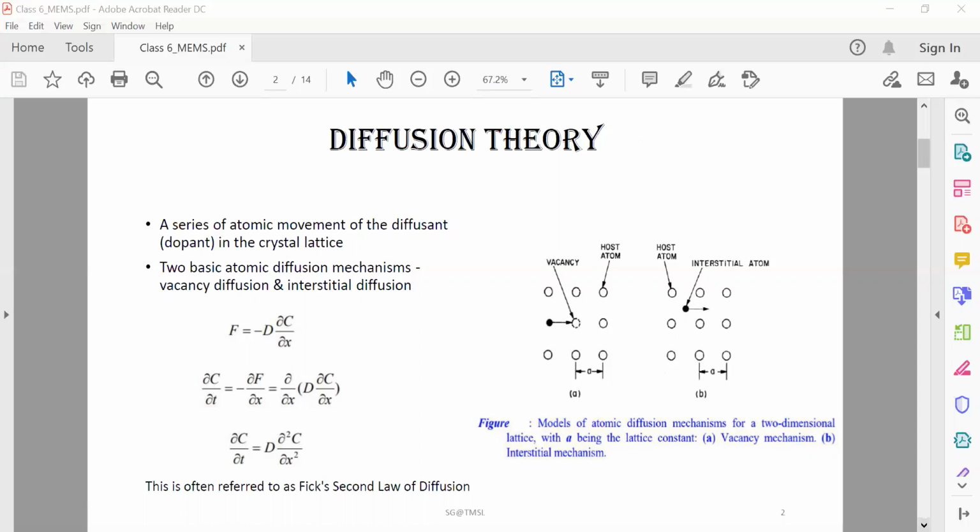Hello, Two basic atomic diffusion. hello. Sir, my interstitial diffusion is not clear, sir.